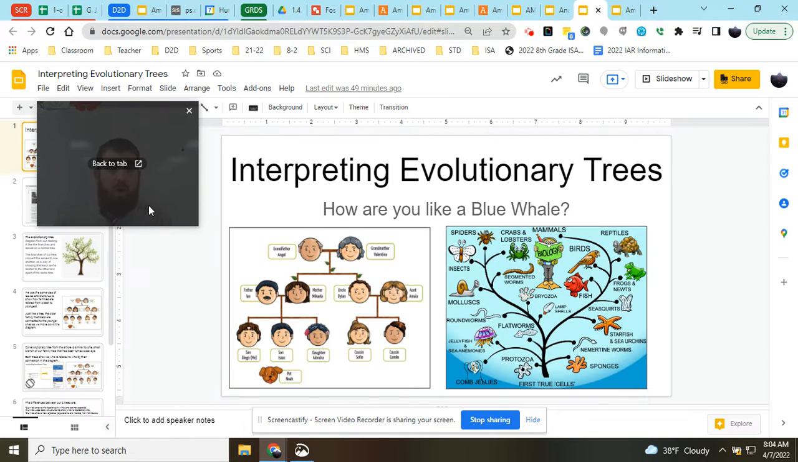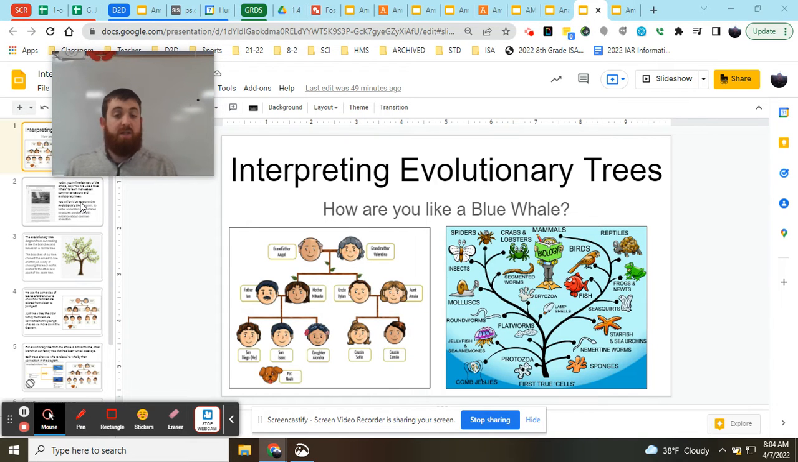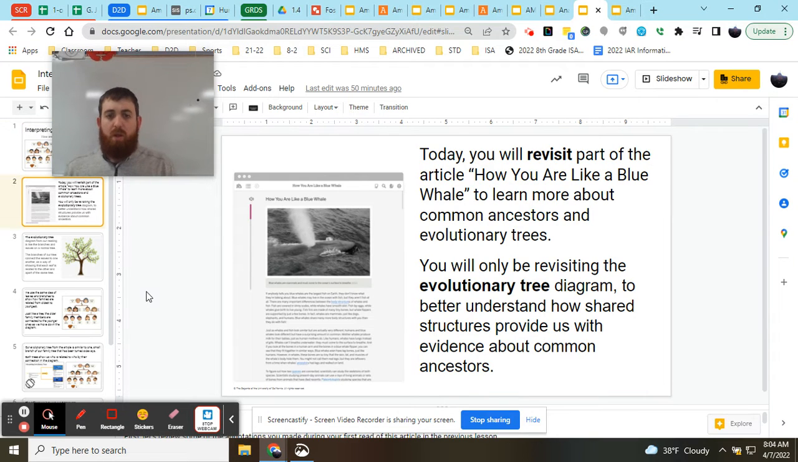Whenever we look at interpreting evolutionary trees, we need to understand that these diagrams are all about trees, what trees look like. We're going to be revisiting part of the article, How You Are Like a Blue Whale, to learn more about common ancestry in this evolutionary tree idea. You will only be revisiting the tree diagram, not the actual article, to better understand how shared structures help us with the evidence about common ancestry.